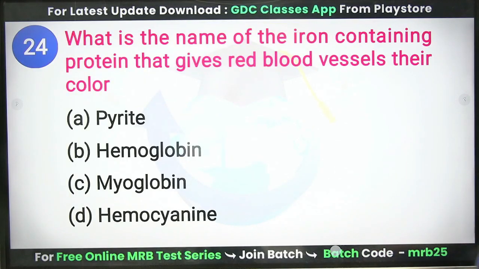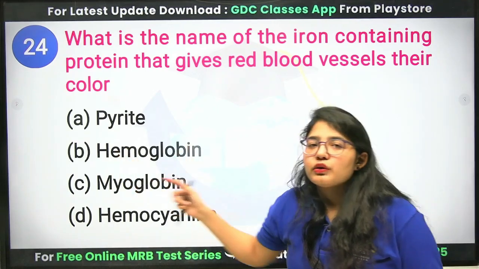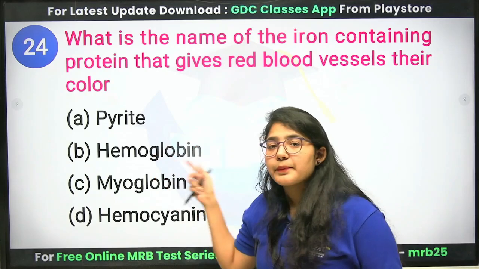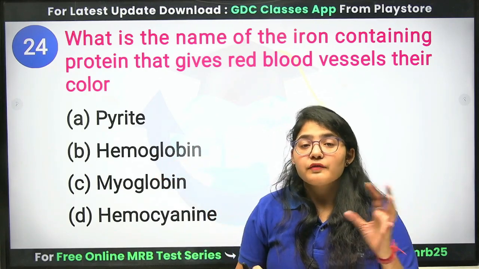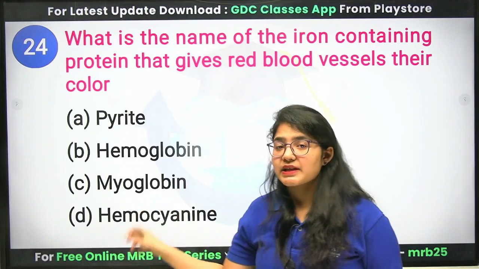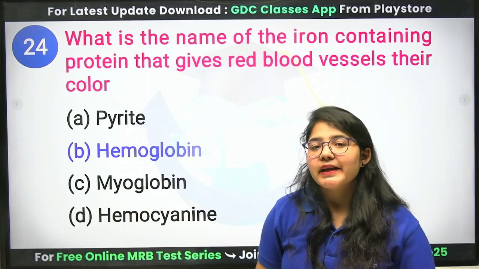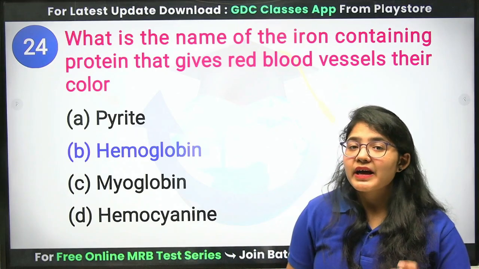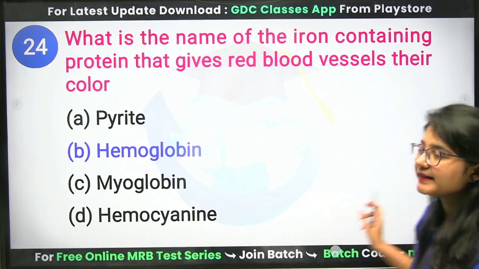Next question. What is the name of the iron containing protein that gives red blood cells their color? See, hemoglobin is a protein which imparts red color to your red blood cells. That's why your red blood cells are red in color, and white blood cells don't have any hemoglobin, so they are colorless or white in nature.